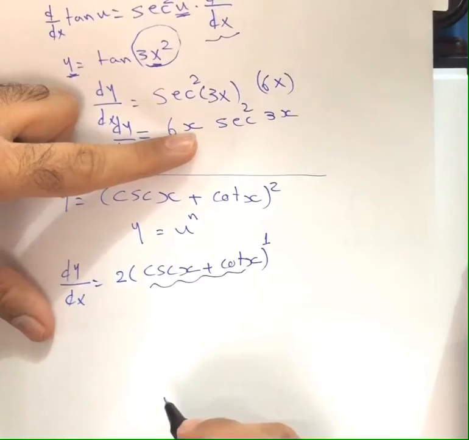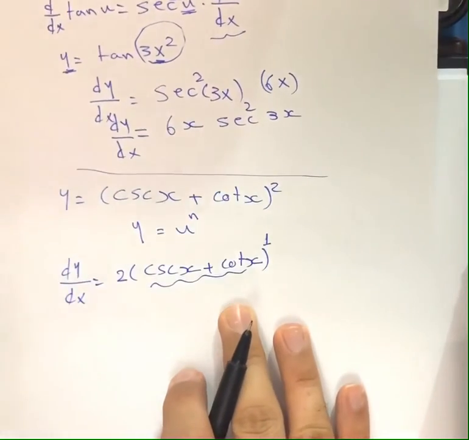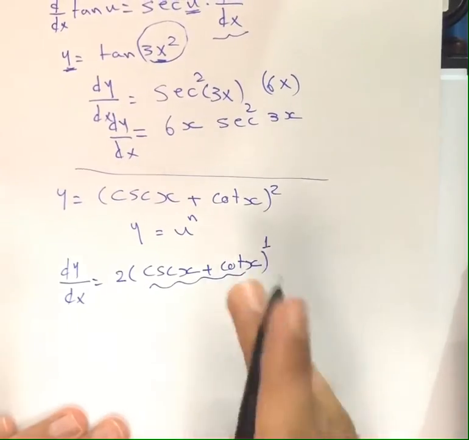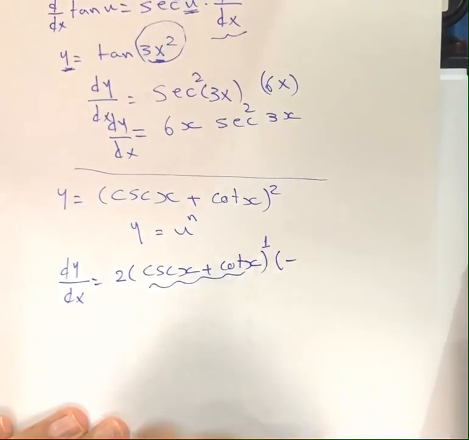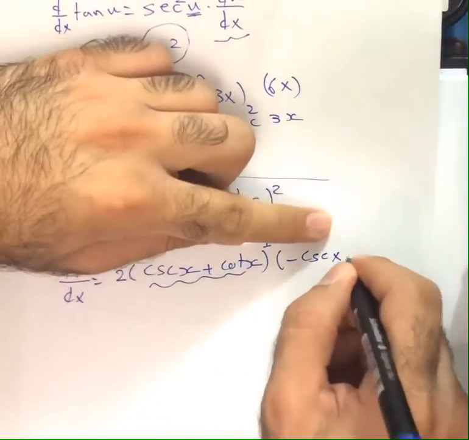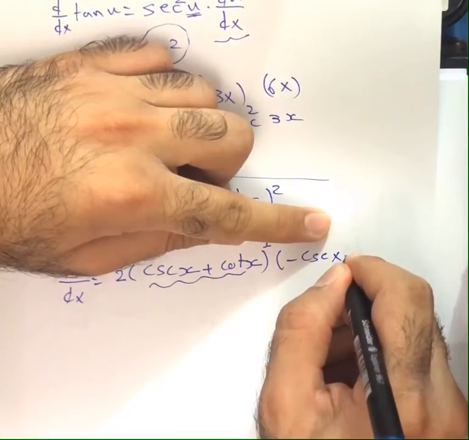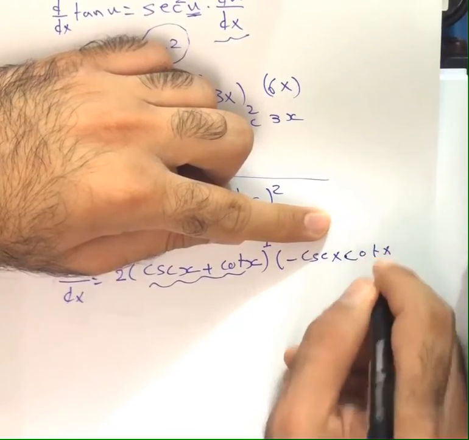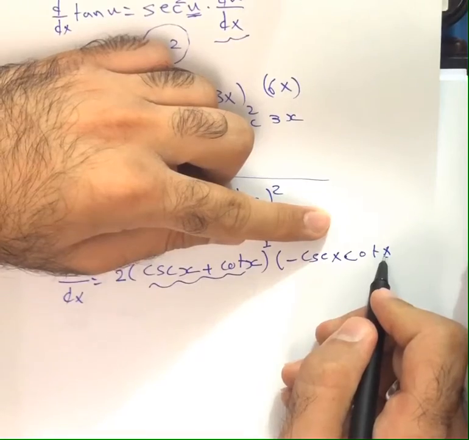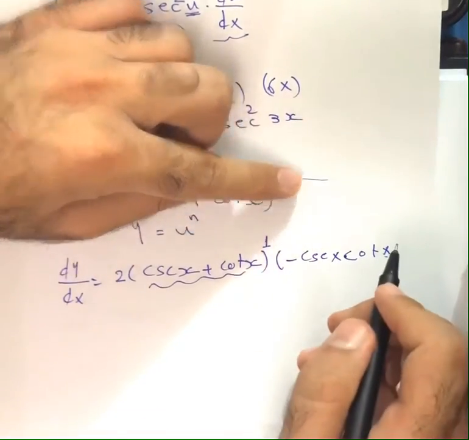And now we know the derivative of cosec u, as I mentioned before. The derivative of cosec u is minus cosec x multiplied by cotan x multiplied by the derivative of the angle. Since the angle is x, then its derivative with respect to x will be 1.